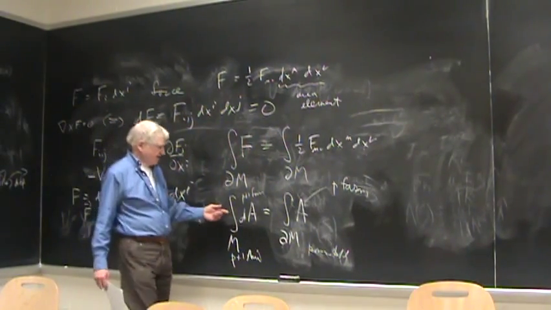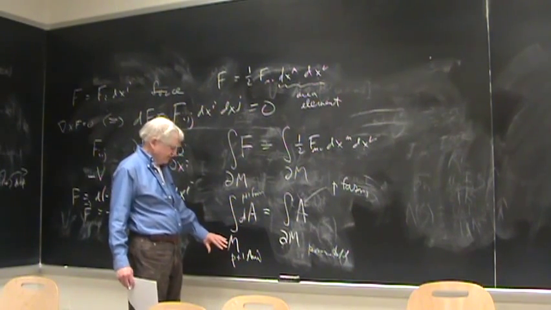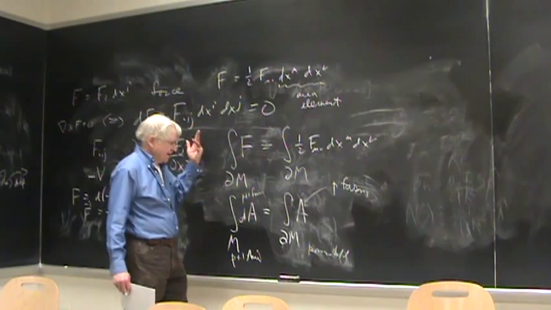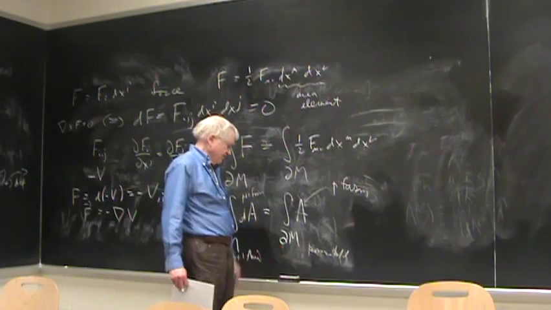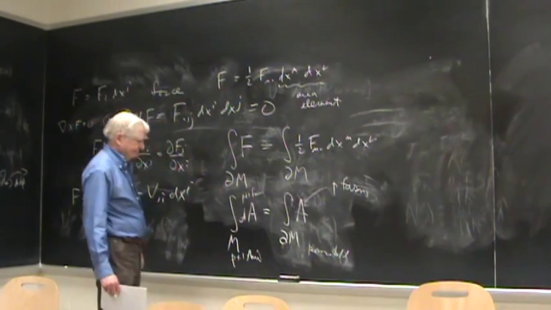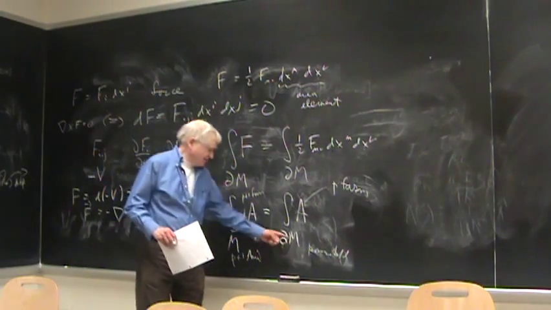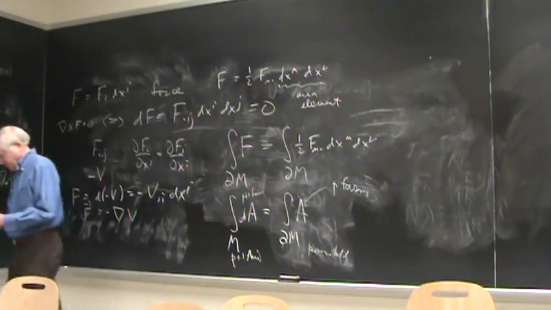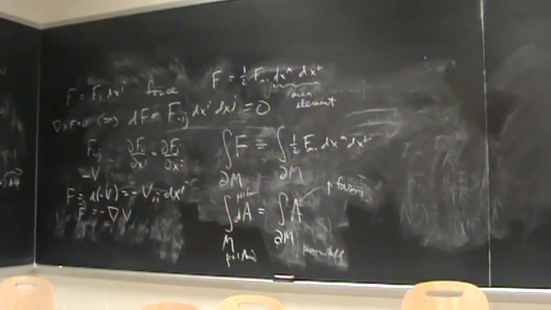So the integral of a P plus 1 form dA over a P plus 1 dimensional manifold is equal to the integral of the P form A over the P dimensional manifold, which is the boundary of the P plus 1 dimensional manifold. Okay. Let me give an example of that. In fact, the example is one that you've seen a zillion times.